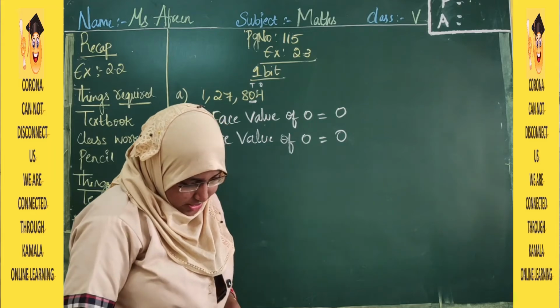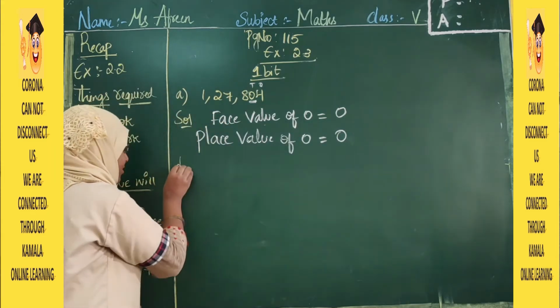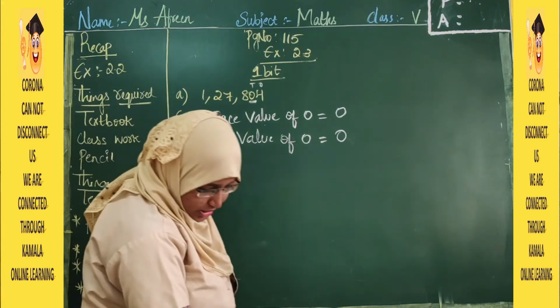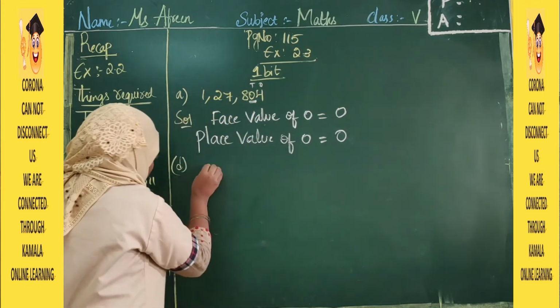Next, let us write for D1. Let us write D. What is it? 9764.